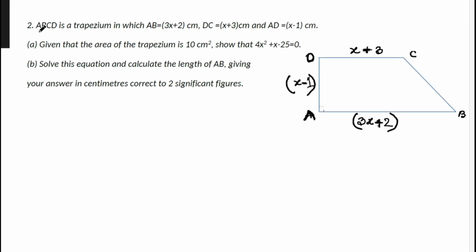Now come to solve question B. It says if ABCD is a trapezium in which AB is equal to 3x plus 2 cm and BC is equal to x plus 3 cm and AD is equal to x minus 1 cm. Then question A asks if the area of the trapezium is 10 cm square, we need to show that 4x square plus x minus 25 is equal to 0. So now come to solve this problem.